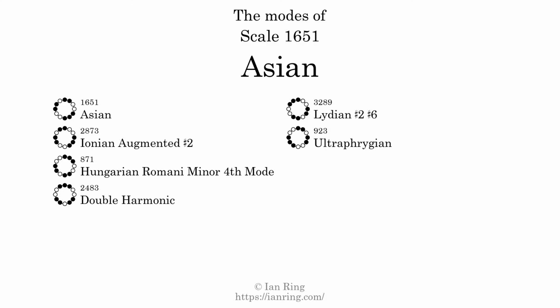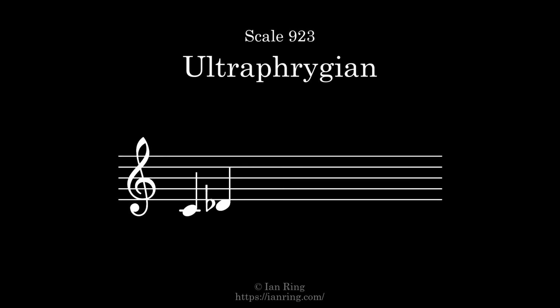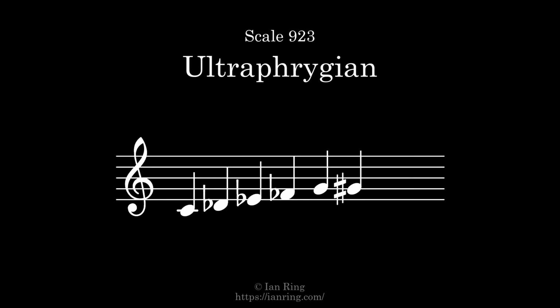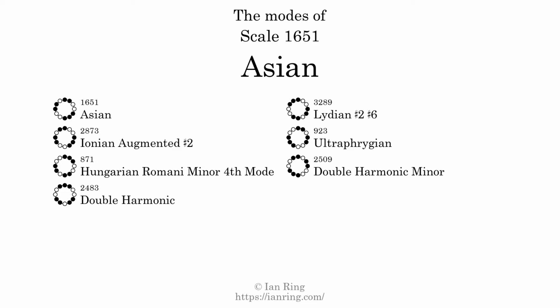The sixth mode is scale 923, also known as ultra-Phrygian. It sounds like this. The seventh and last mode is scale 2509, also known as double harmonic minor. It sounds like this.